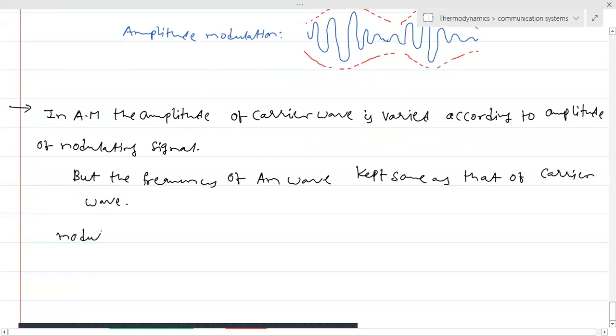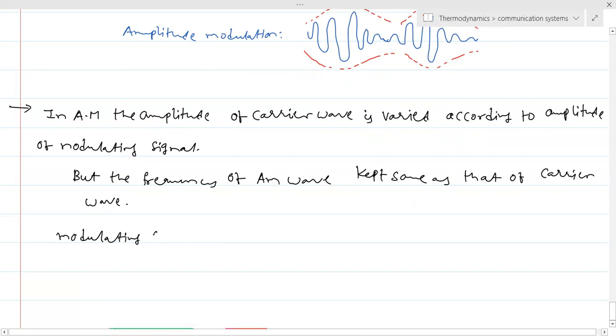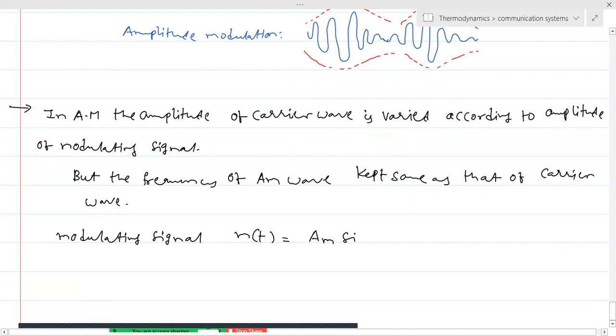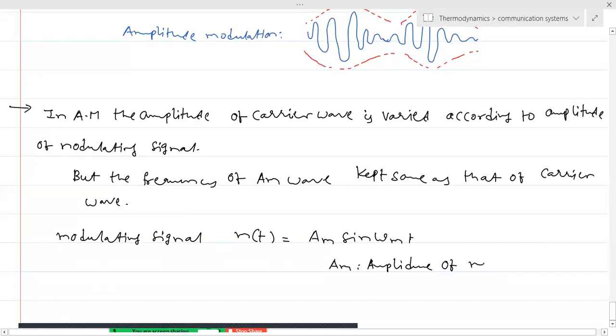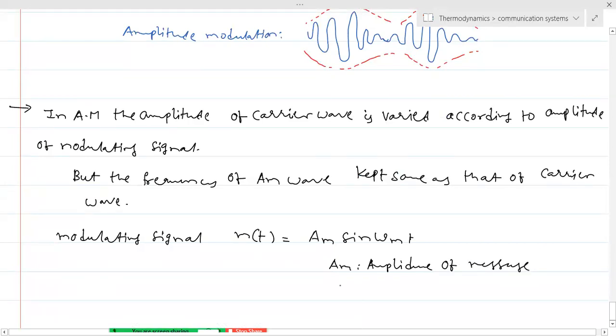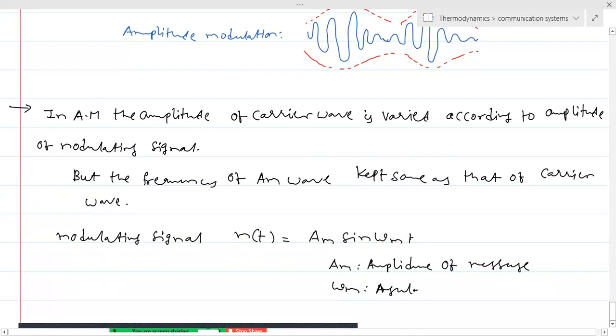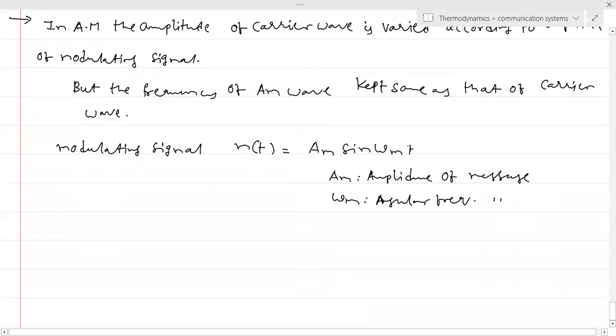So first we think of modulating signal. So that means this is nothing but message. Simply we will call it as message. m(t) equals Am sin(ωm t). So here Am is nothing but amplitude of message signal, or modulating signal, and ωm is the respective angular frequency of message signal. So this is very important.